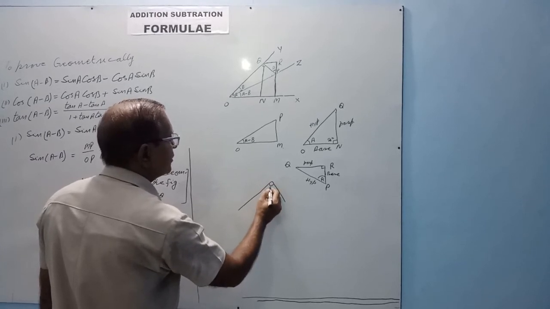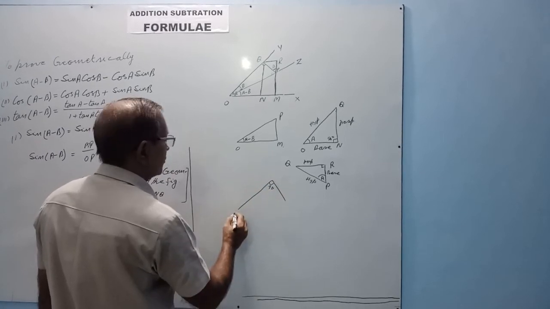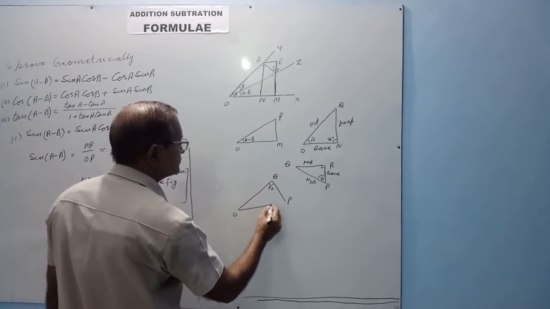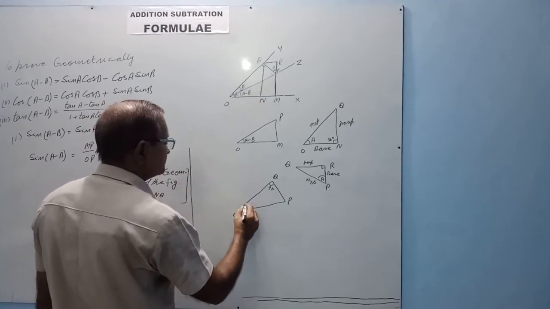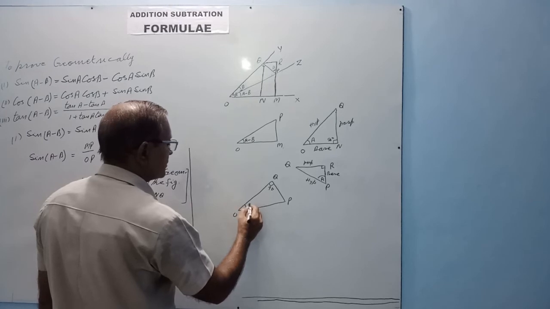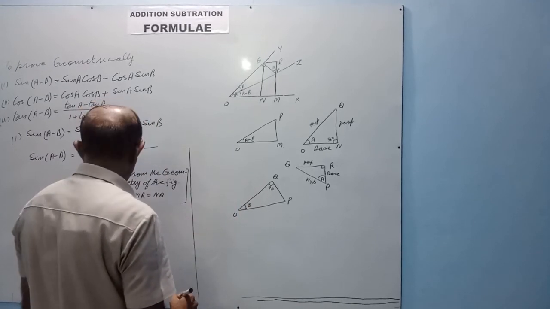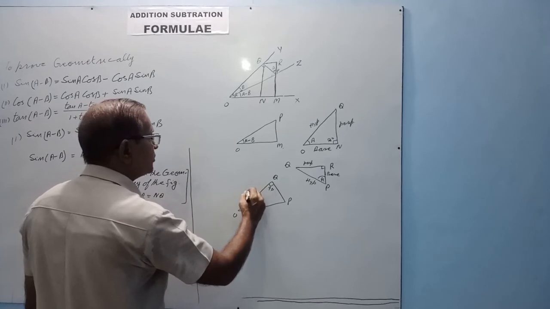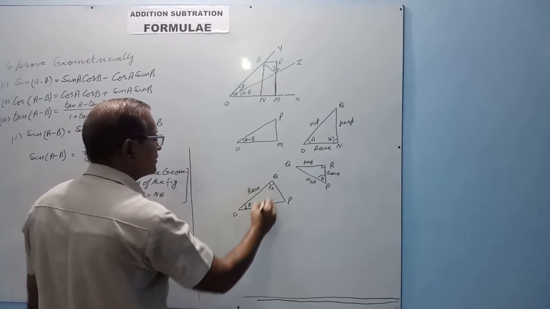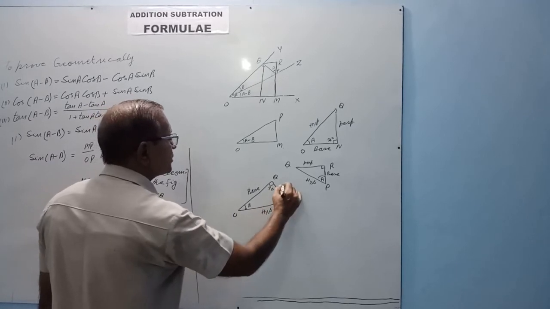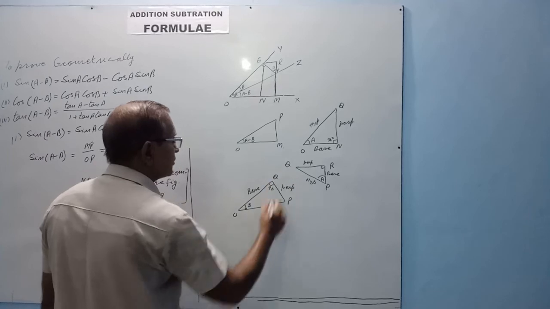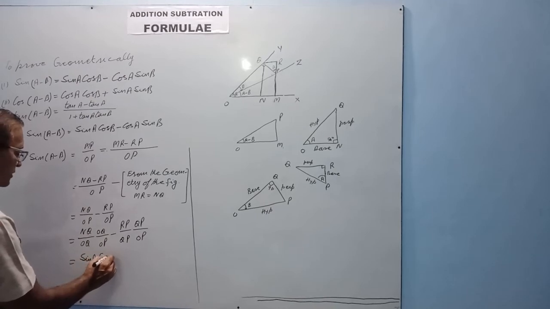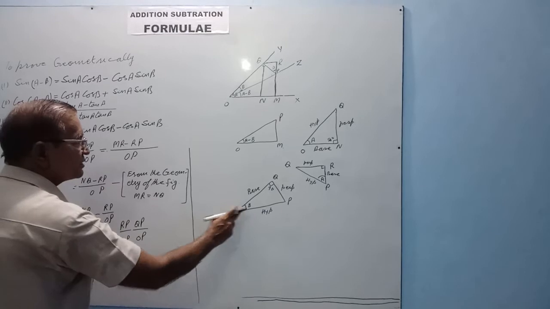Here I have an angle of 90, O, Q, P, and this angle is B. OQ by OP, OQ is base, OP hypotenuse, and this is perpendicular. So base by hypotenuse is cos. The triangle has angle B, thus it is cos B.